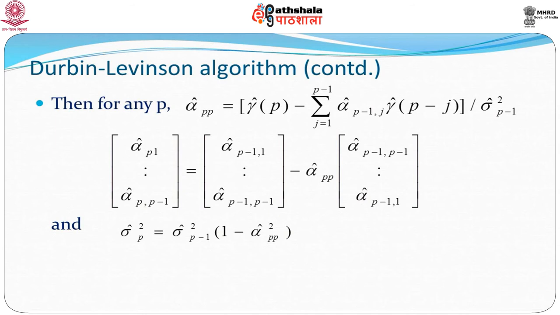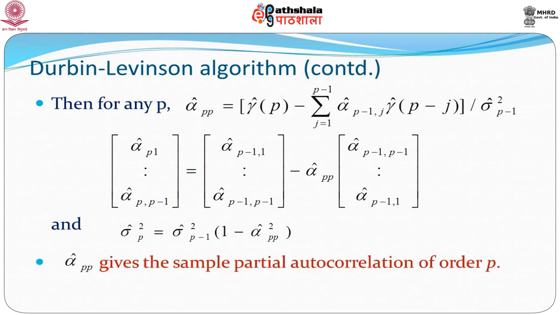So, we can get all the parameters of the AR p model just recursively from what we have done at the p minus 1 step, and more importantly we do not need to do any matrix inversion in this case, very simple calculations. So, the Durbin-Levinson algorithm actually uses the Yule-Walker method without the inversion and gives us very simple ways of calculating the parameters. Also interestingly, as a byproduct, what we get is alpha p p hat, and this is the sample partial autocorrelation of order p.